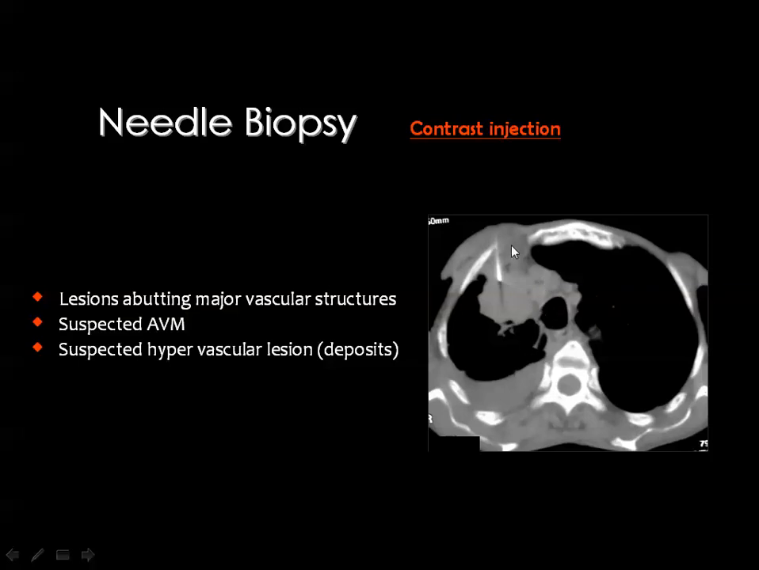Then, in order not to puncture one of the important vessels, whenever the lesion is adjacent to an area of major vessels, you should inject the contrast material to identify clearly the lesion separable from these vessels. Also, whenever you are suspecting that the lesion you are going to biopsy is a vascular malformation, then you should inject the contrast media and perform a dynamic study to be sure that this lesion is not a vascular malformation.